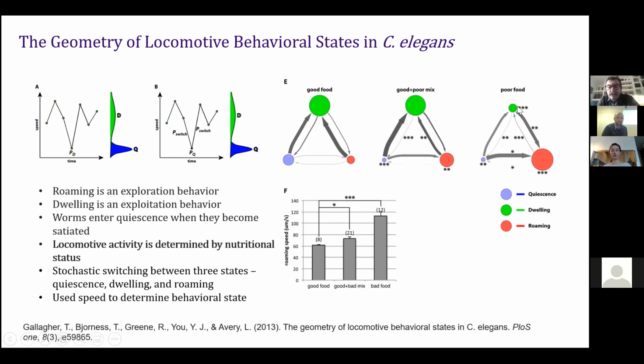Given lower and lower quality food patches, however, the probability of transitioning into this roaming state increased quite a bit. So by varying the environment of the C. elegans, they could change these transition probabilities. And so they created this model and then analyzed how this behavior maximized the C. elegans' ability to survive by finding high quality food and exploiting the food that it did find.